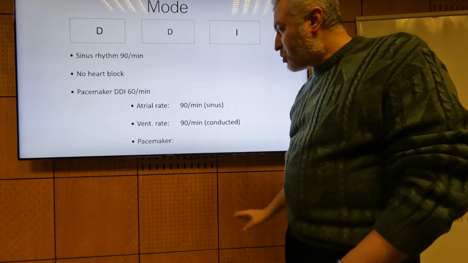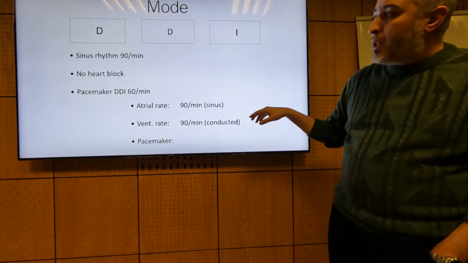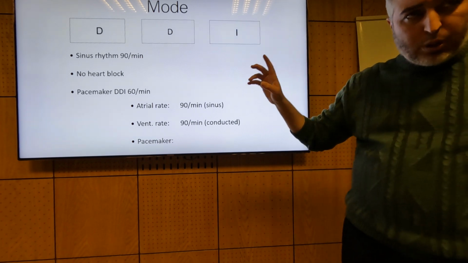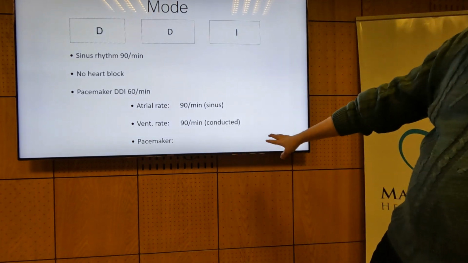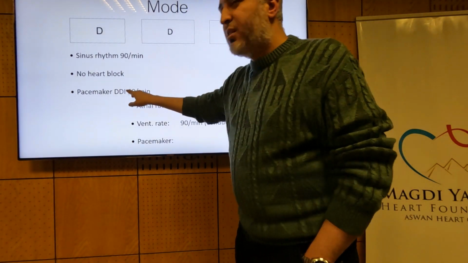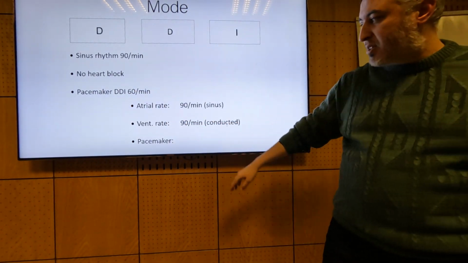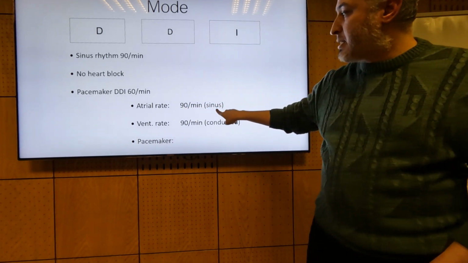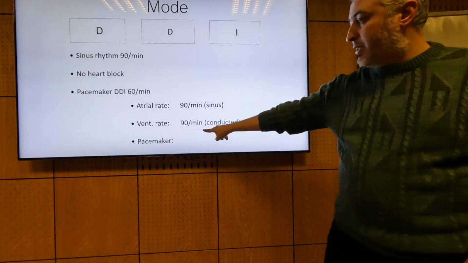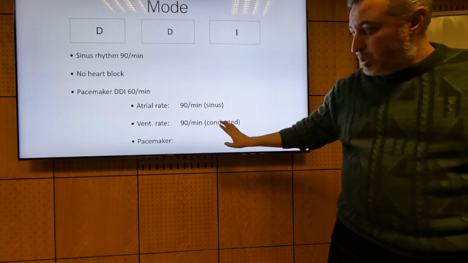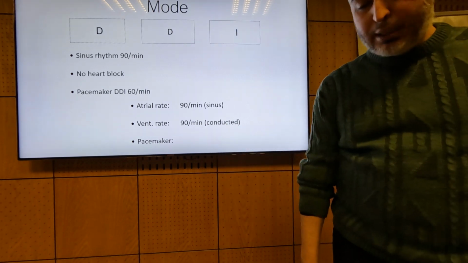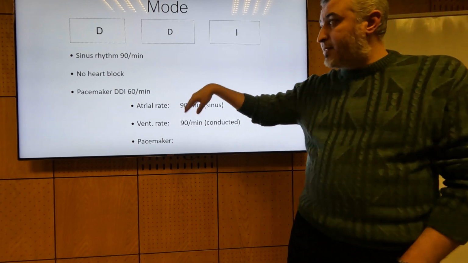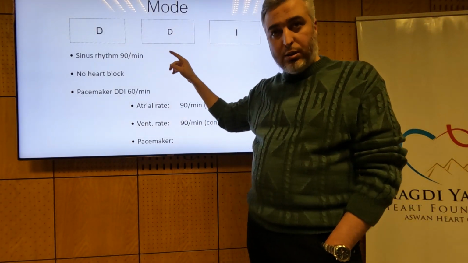Okay. So there is no interference here. I'm sorry, that's DDI 60. This will not pace. Absolutely not pace. So this is conducted. So the 90 is sinus, and the ventricular rate 90 is conducted. And what's the pacemaker doing? Inhibited, atrial and ventricular, because the atrial rate is quicker, and the ventricular rate conducted is quicker.